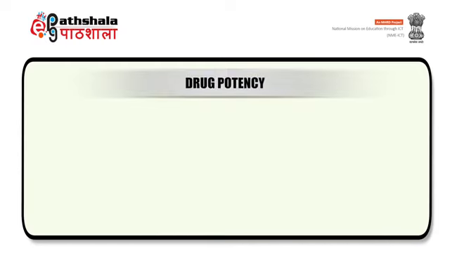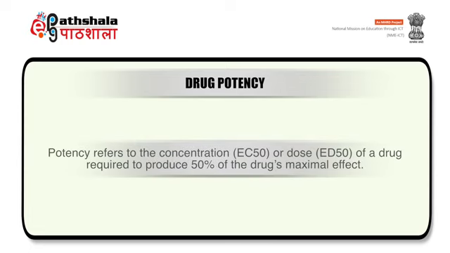Next, we will discuss potency. Potency refers to the amount of drug required to produce a certain response. A drug which produces a certain effect at 5 mg dosage is 10 times more potent than a drug which produces the same effect at 50 mg dosage. In other words, potency is defined as the dose ED50 or concentration EC50 of a drug required to produce 50% of the drug's maximum effect.